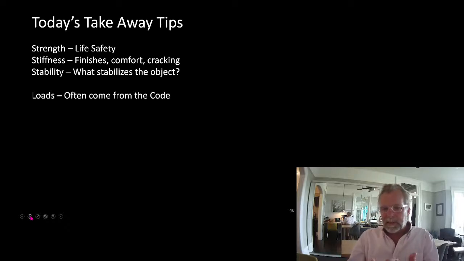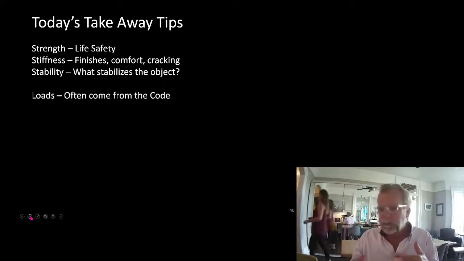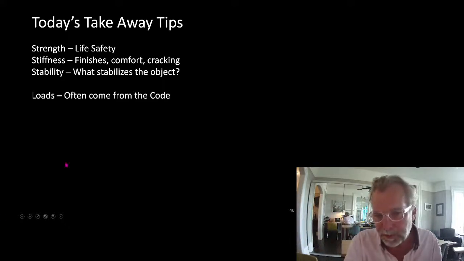And then stability. Stability is tipping over, it's buckling, ponding stability. If something can accumulate water, you get a feedback loop. Stability is characterized by a feedback loop.